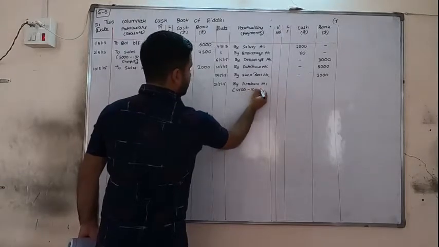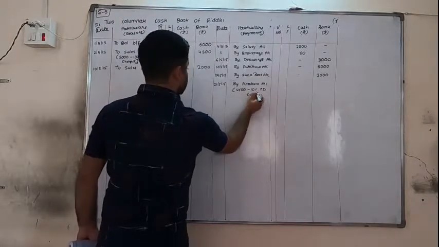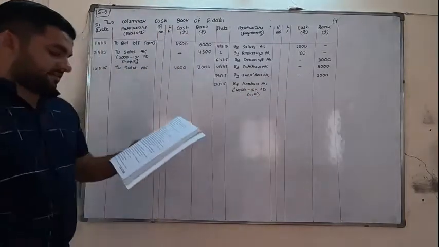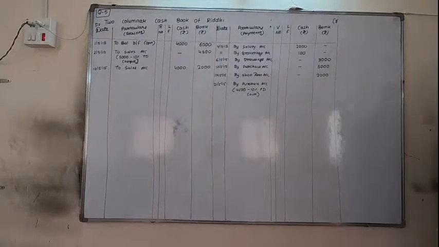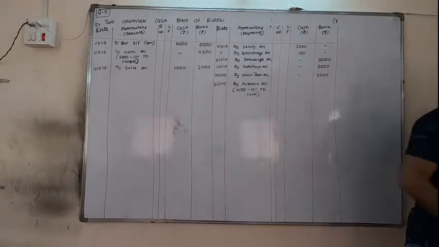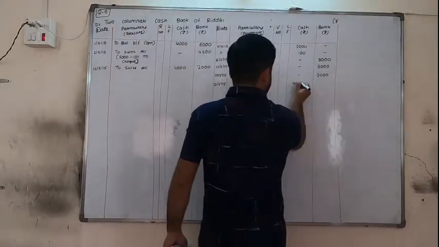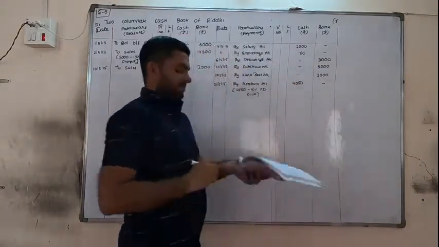4,500 minus 10% TD and we will receive cash. Here we have received check. So 4,500 minus 10% is how much? 4,500 minus 10% is 4,050 and we are paying the cash, not the check.